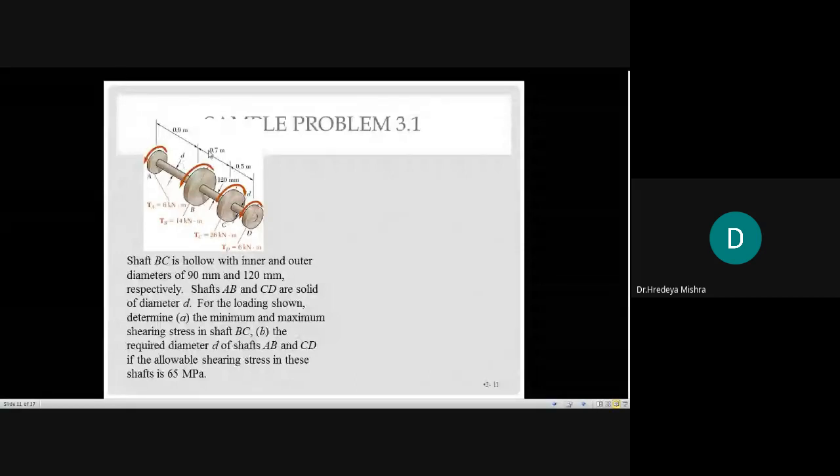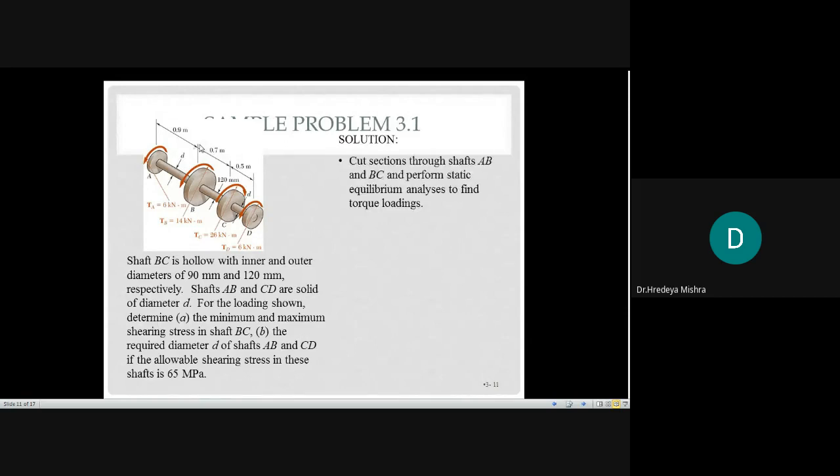So shearing stress is given for shafts AB and CD, and we have to find out the shearing stress for shaft BC. But here we are going to calculate the diameter of shafts AB and CD, which is not given. So, what is the solution here? Cut the section through AB and BC, perform static equilibrium analysis to find the torque loading.